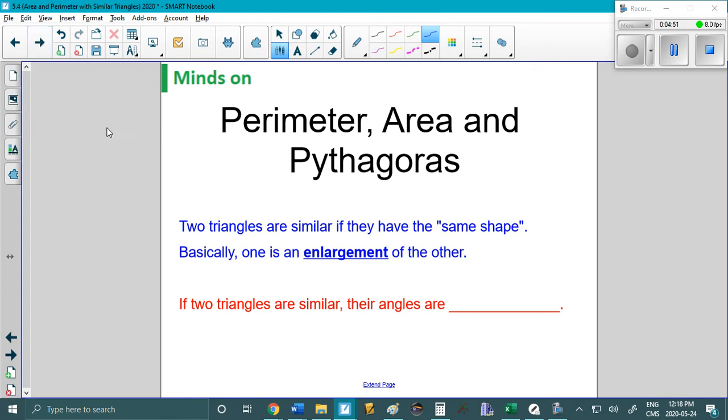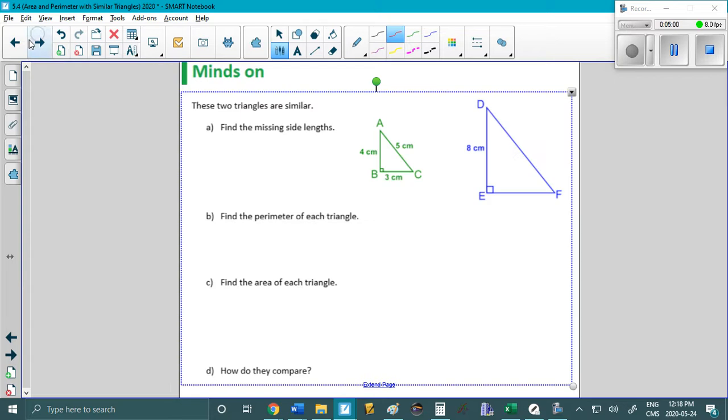All right, here we go. Two triangles are similar if they have the same shape. Basically, one is an enlargement of the other. If two triangles are similar, their angles are equal. This is just a recap. You've already seen this.